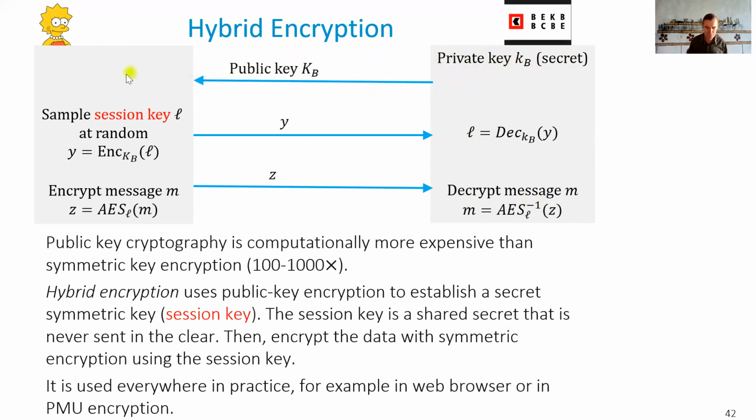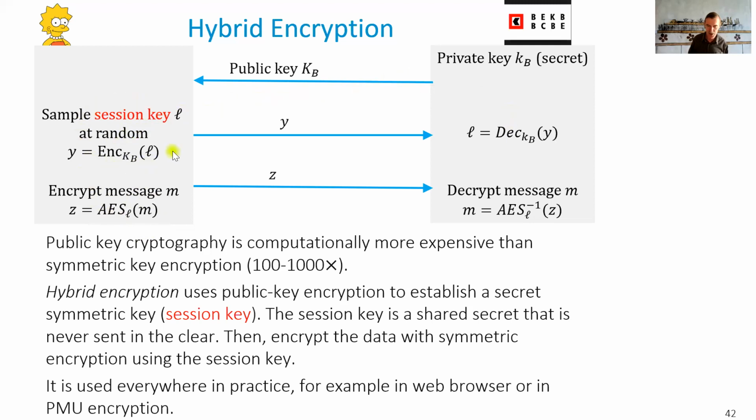Then your browser will compute a random key with no specific meaning. Using true random number generators, it will create a random key, L. This is the key that will be used for encryption using AES, right? When I send a message to the bank, I will encrypt it with AES, for example, with CBC chaining. So this key must be kept secret, but now I need to send it to the bank. How do I send it to the bank?